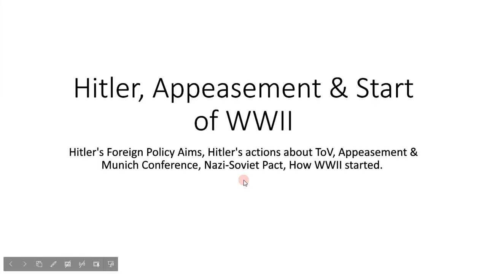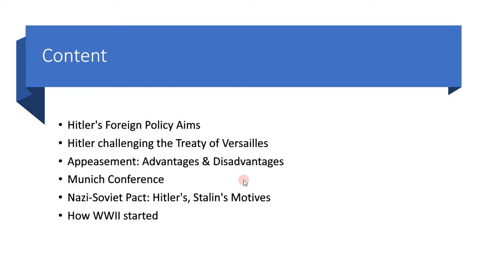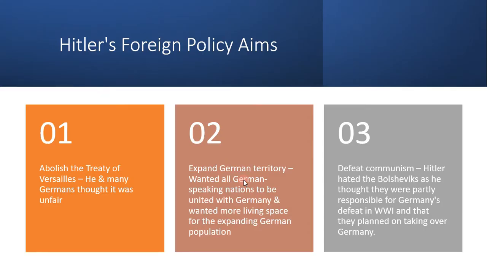Hey guys, welcome back to today's video, and we're going to be talking about Hitler, appeasement, and the start of World War II. So, going through today's content: Hitler's foreign policy aims, Hitler challenging the Treaty of Versailles, the appeasement policy, advantages and disadvantages of it, the Munich Conference, the Nazi-Soviet Pact, Hitler's and Stalin's motives, and how World War II started. So Hitler's foreign policy aims.